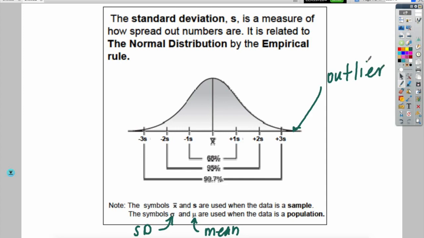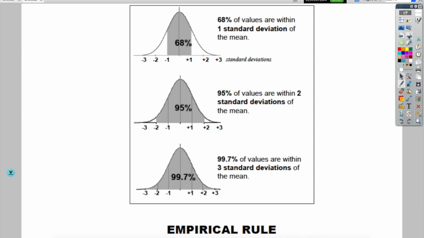Empirical. Questions so far? This right here is pretty much just definition, okay, before we get to some examples. That's all I explained right there. Okay?